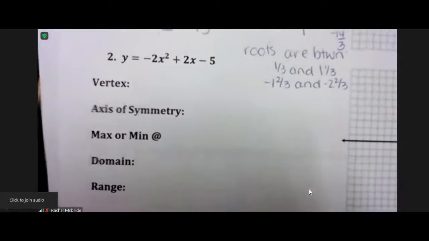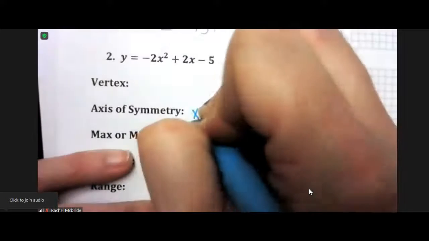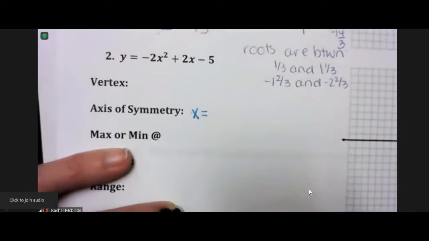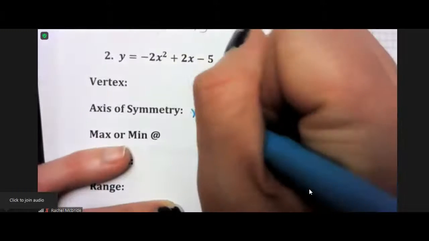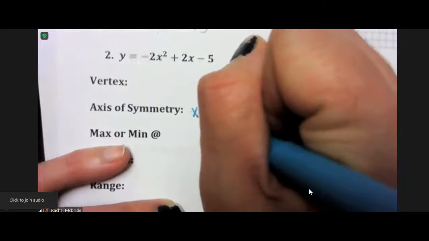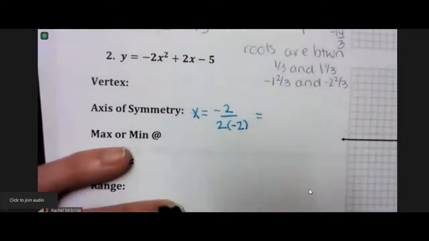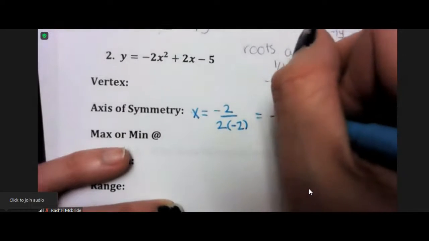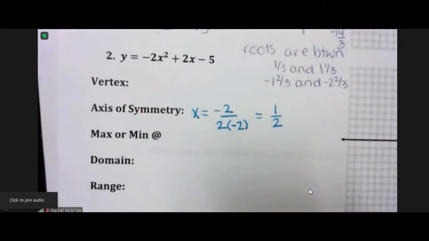Okay, number 2. My axis of symmetry is always x equals, make sure you write it as an equation. It's that h value, so negative b divided by 2 times a. So in this case, it's a negative divided by a negative, which is a positive, and 2 over 4, which is 1/2. Your vertex comes from plugging 1/2 in.